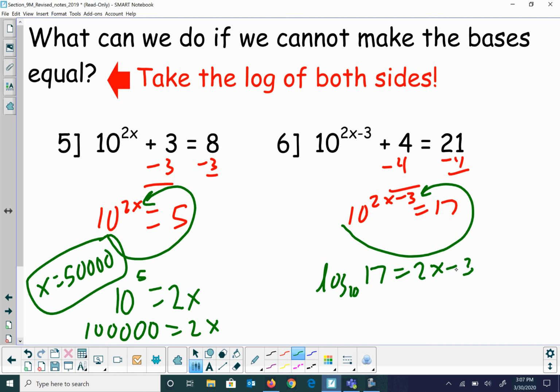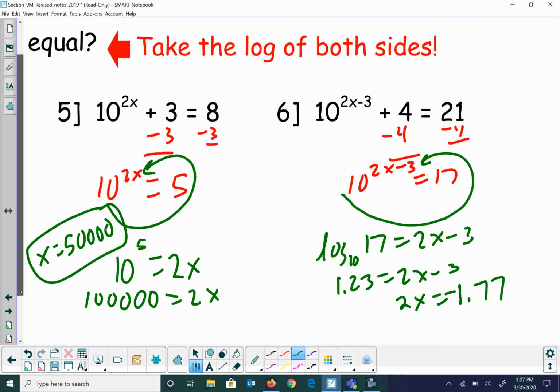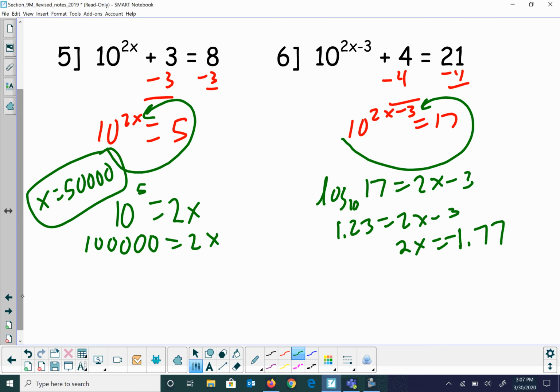And then on your calculator, you can do log of 17. So log of 17 is roughly 1.23 equals 2x minus 3. I'm going to subtract 3 from both sides. That's going to give me 2x is equal to negative 1.77, and I'm rounding it, so we're okay. And then we'll divide that by 2. And so I'm going to find that x is equal to negative 0.88 to 2 decimal places.